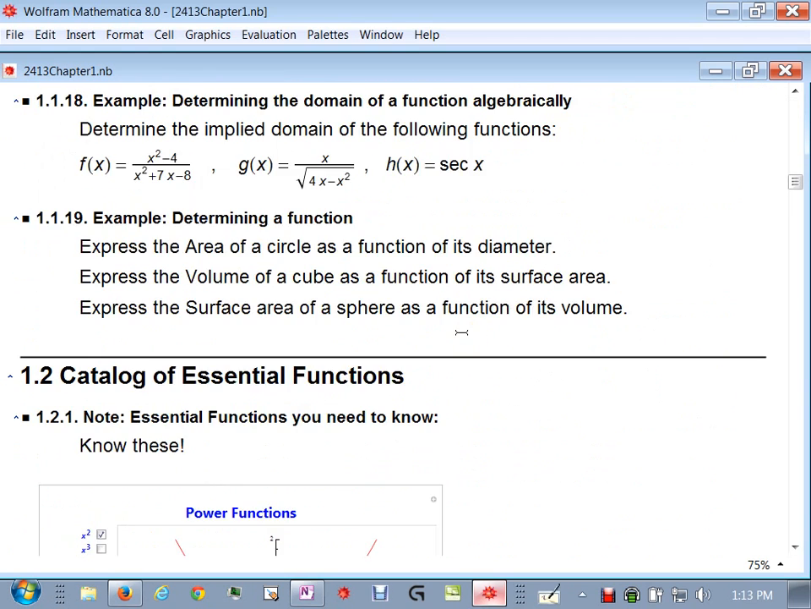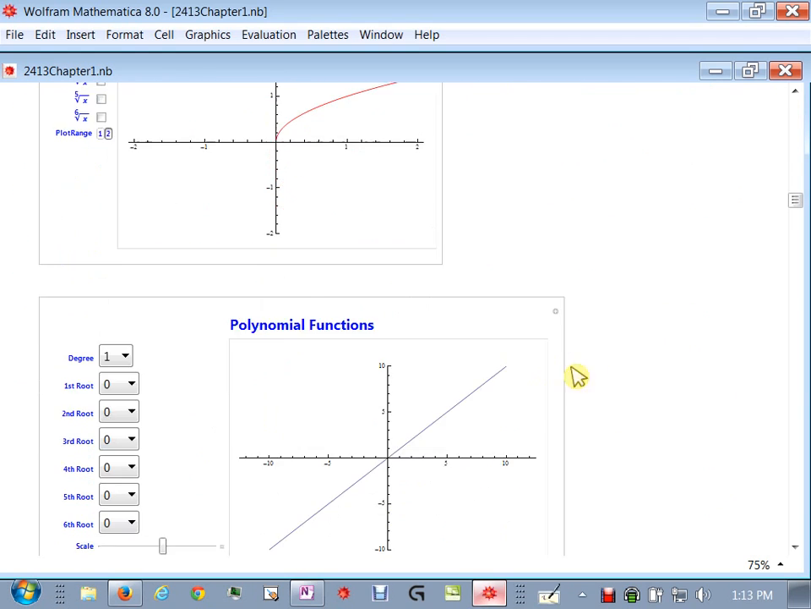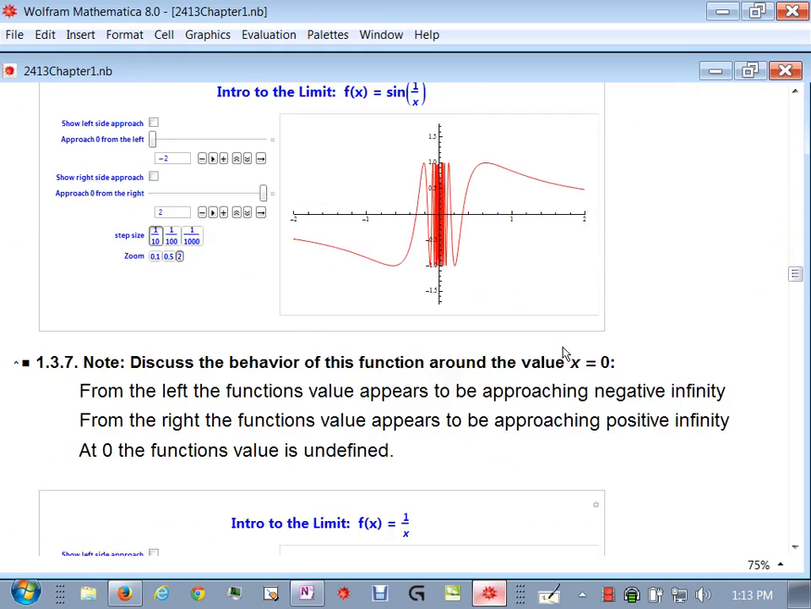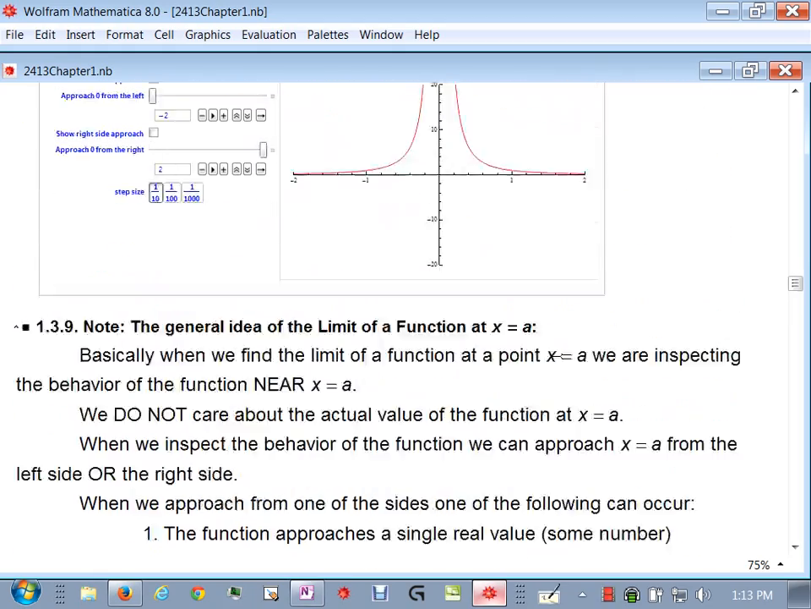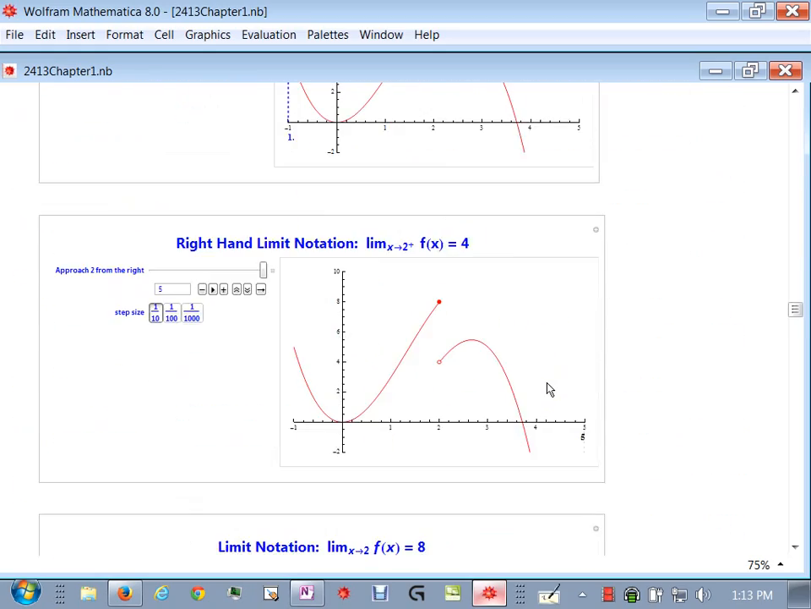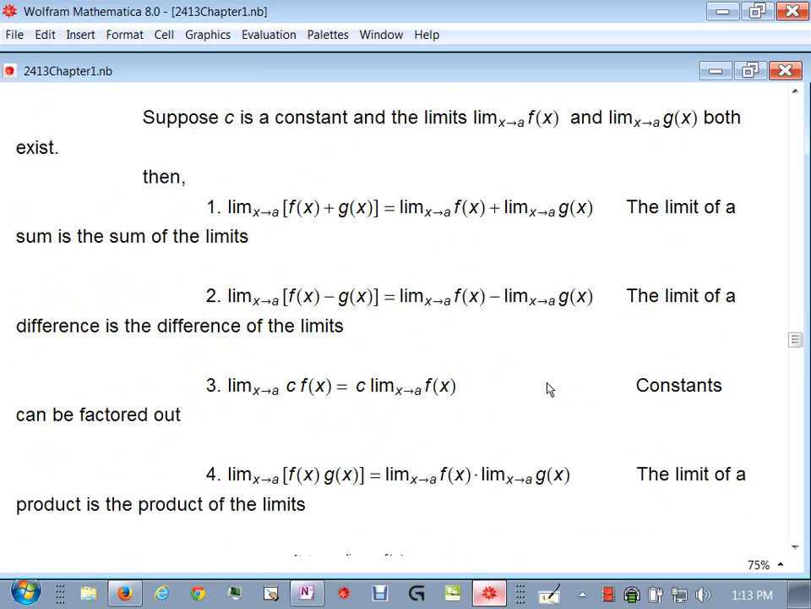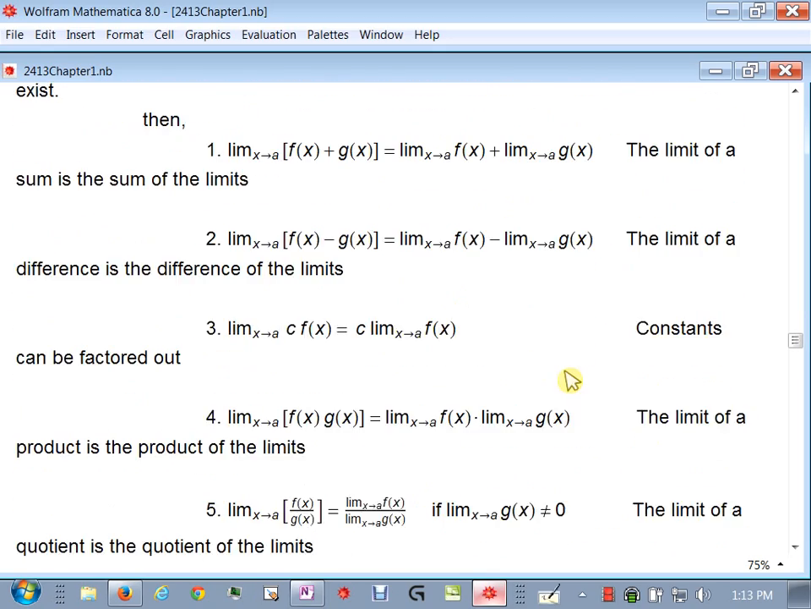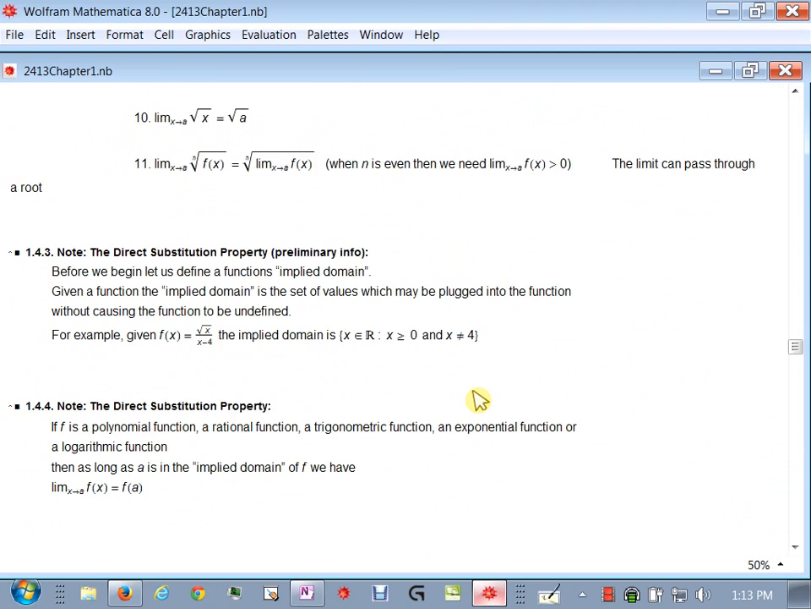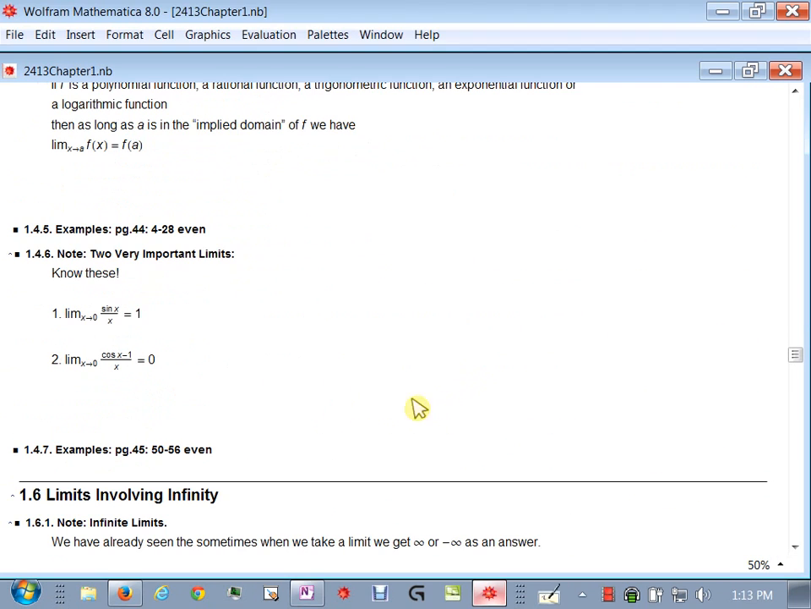Today we're supposed to cover on our schedule chapter 1, section 4, right? That's what's on our schedule. You're supposed to try and watch the video for 1.4 before you come to class, right? That's the whole idea behind this. And in 1.4, I give you a bunch of formulas. And then right here, note, two very important limits. Know these.